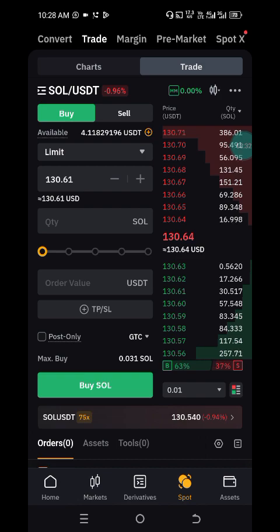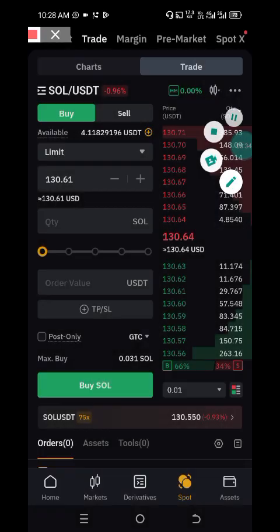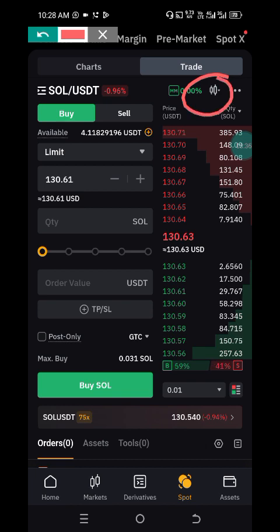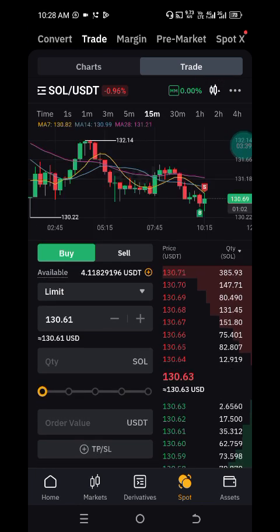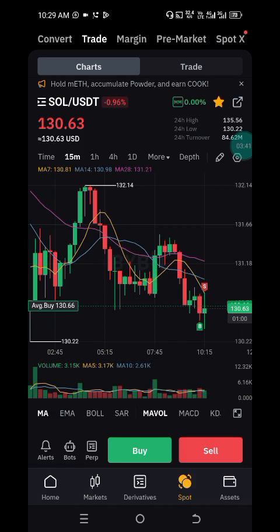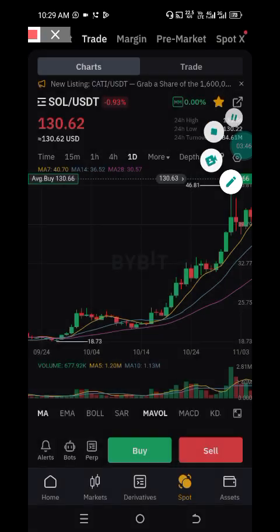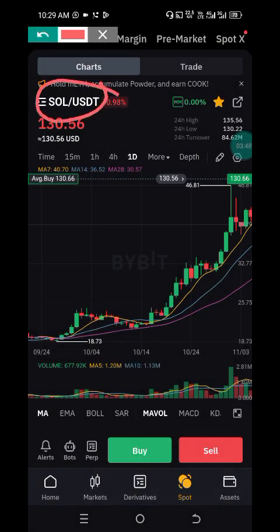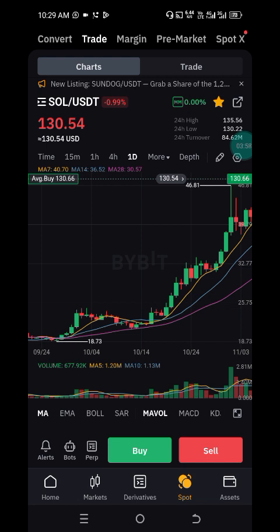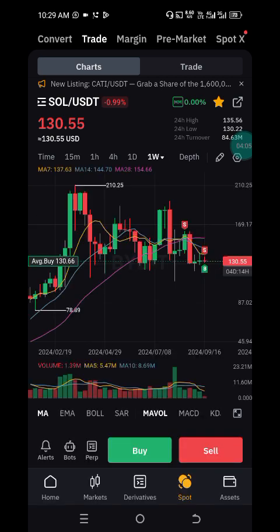So now, for example, I will go to the history of this Solana coin specifically. I'll click this environment where the chart is. I'll go for daily, then I will scroll back. This is the actual current price of Solana coin in the market, which is 130.54 USDT. Now I just want to check what the profit is if I buy Solana at this rate now. So let me quickly go to the weekly chart.